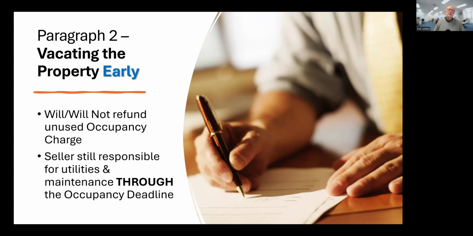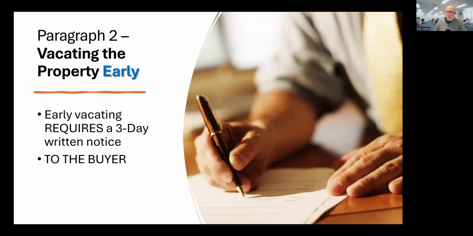The next thing is the seller will be responsible for utilities and maintenance through the occupancy deadline, even if they vacate early. It's our 2 weeks. They're into day number 7 or 8, and they leave on day 8. There's still another 6 days to go. Where the challenge comes up is where a seller has left and they have turned off the utilities and walked out. Well, why wouldn't I turn off the utilities? I'm not here anymore. It's the occupancy deadline, not the date that they're in the property.